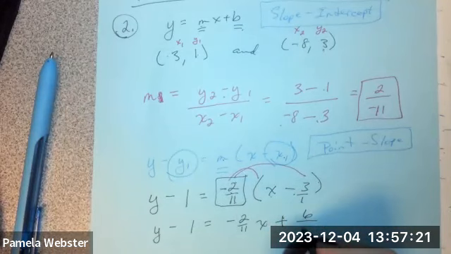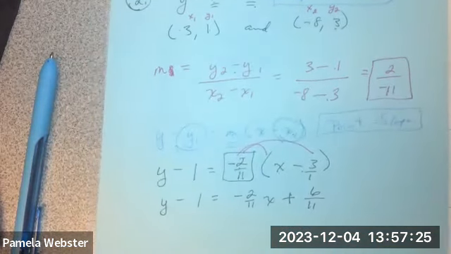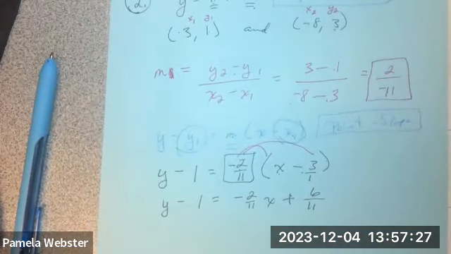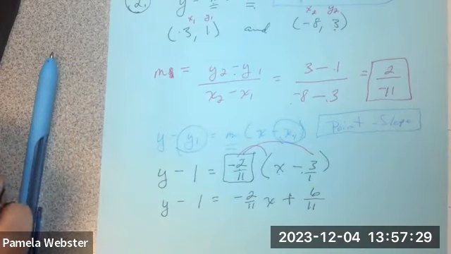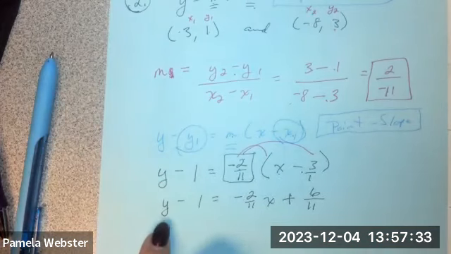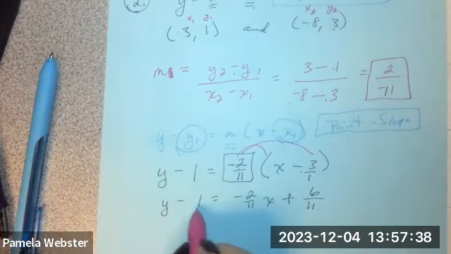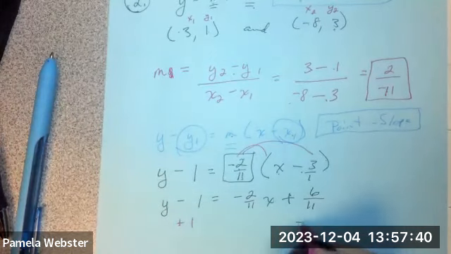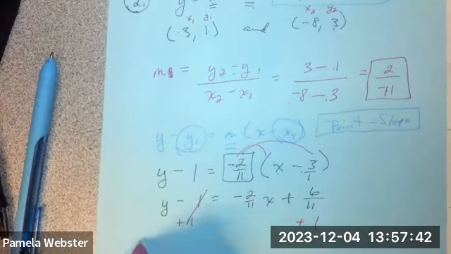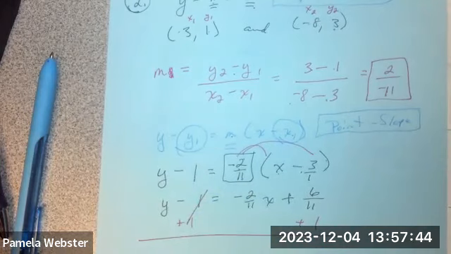11 times 1 on the bottom is 11. Okay, so plus 6/11. All right. And then remember, I'm trying to get the y by itself. So I'm going to go ahead and get rid of this -1 by adding 1 to both sides. It'll go away on the left-hand side.